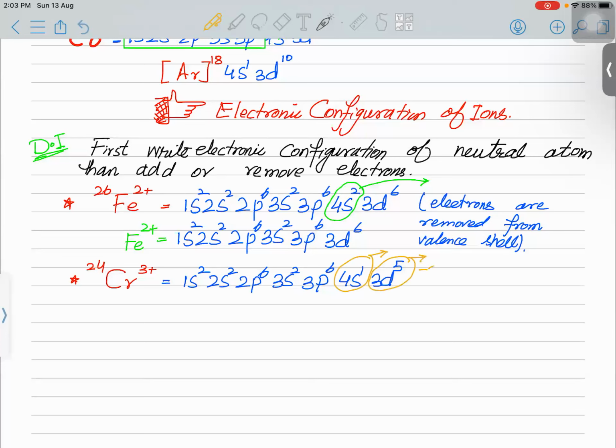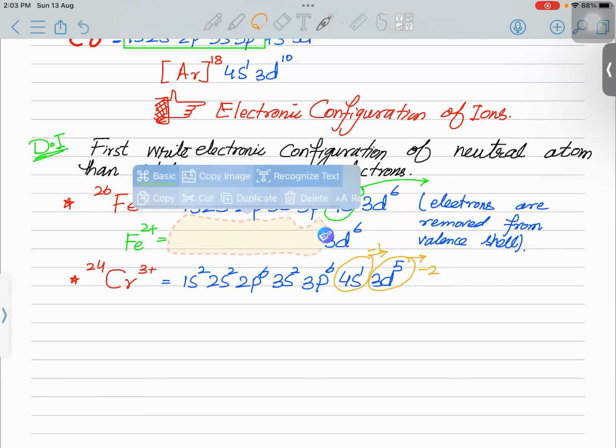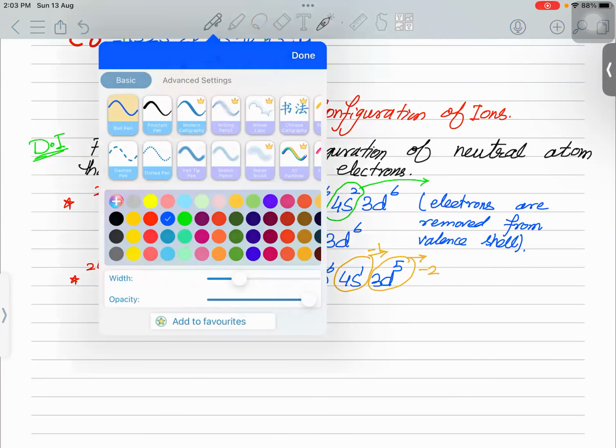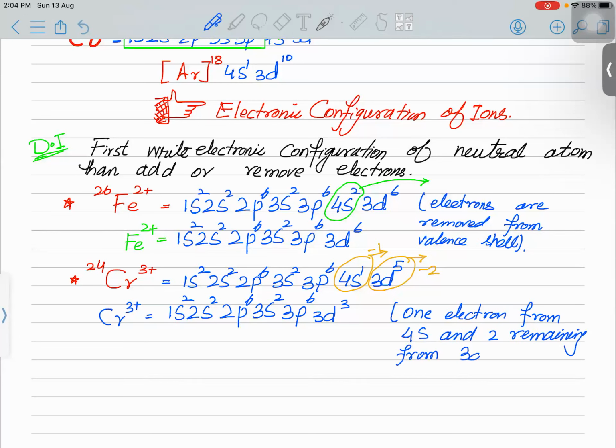2 electrons from 3d. So, what would be the new electronic configuration? It will be 1s2, 2s2, 2p6, 3s2, 3p6, and 3d3. This is chromium 3 plus. So, one electron from 4s and 2 remaining from 3d.